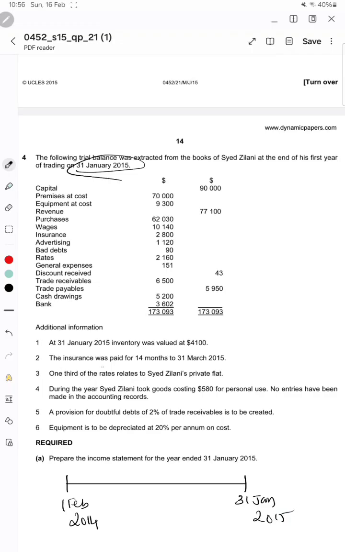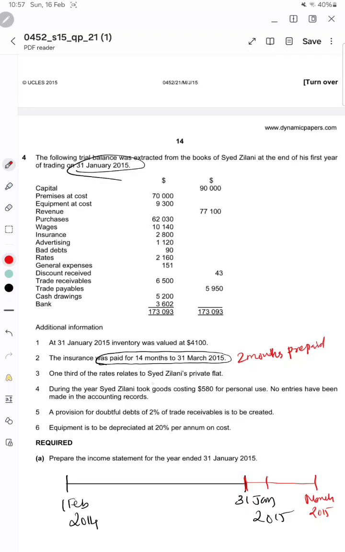So the insurance was paid for 14 months till 31st March. Because our year end is 31st January, but they paid till 31st March. So how many months are prepaid here? Apart from January, February as well as March, 2 months is prepaid. Okay, 2 months prepaid, that we need to calculate.